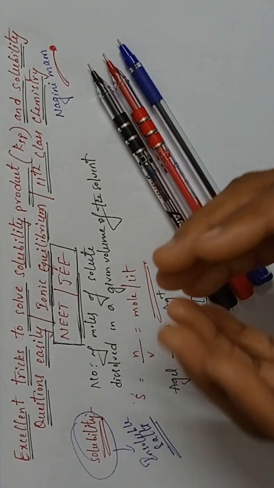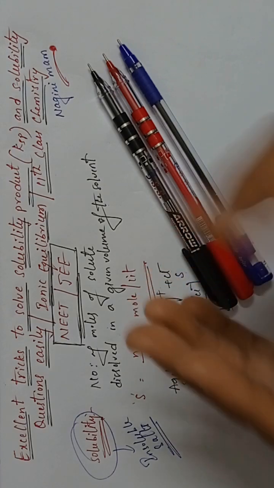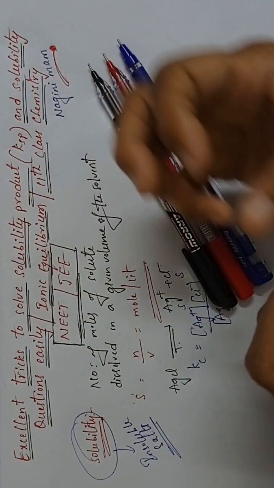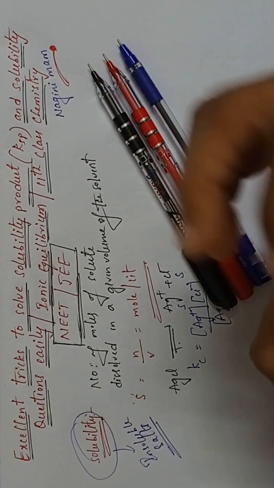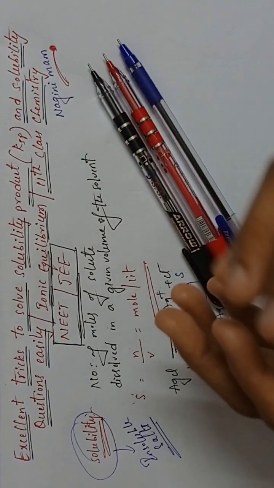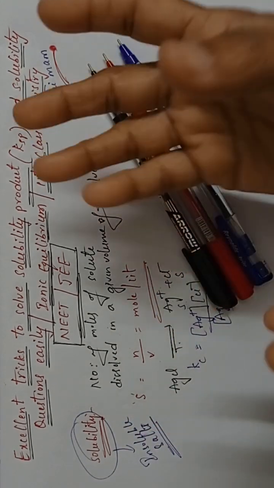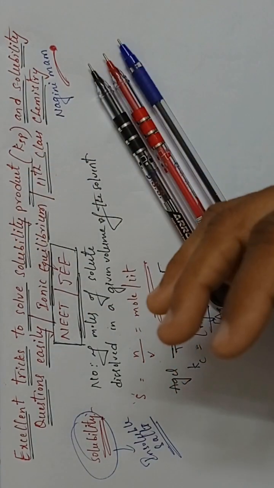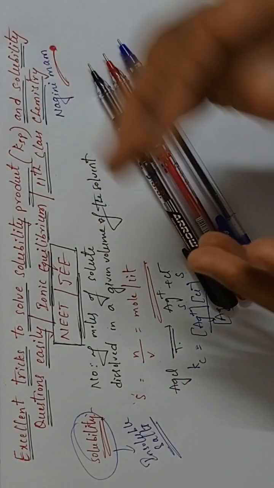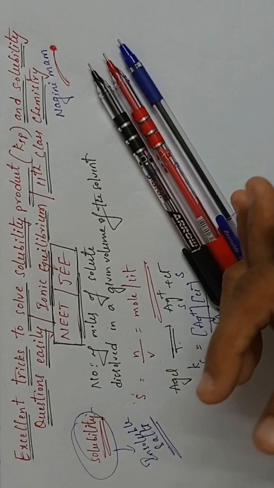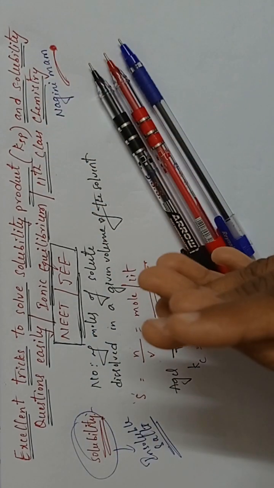Now, strong electrolytes undergo complete ionization in water. They completely dissociate into ions. 100% dissociation takes place in water. But insoluble salts, sparingly soluble salts, weak electrolytes, are not undergoing 100% dissociation in water. Are you following? They are less soluble in water.